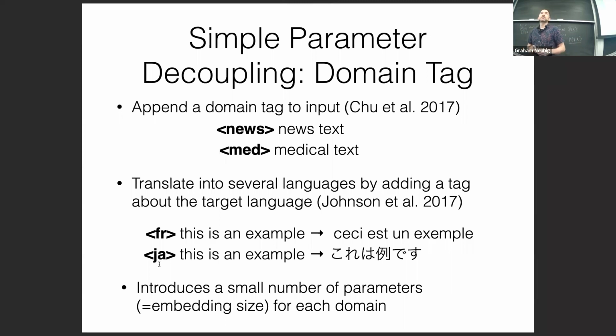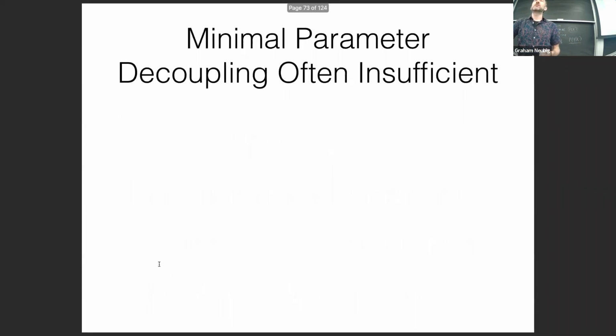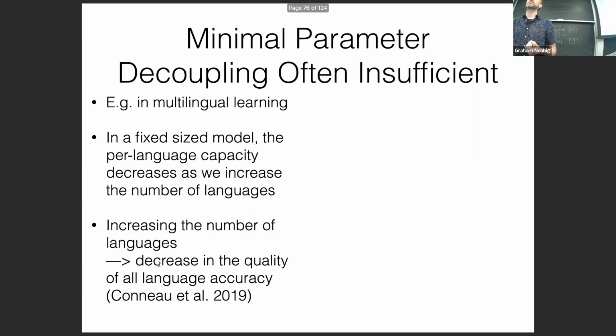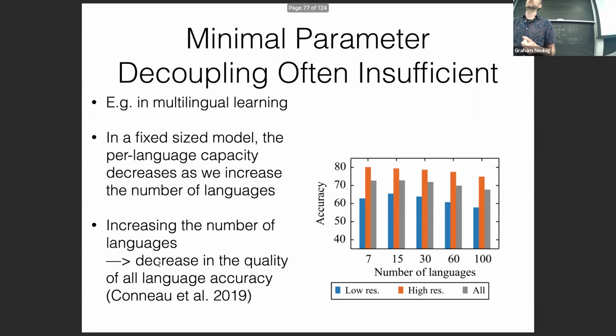So this introduces a very small number of parameters. One issue with this is that minimal parameter decoupling is often insufficient or inefficient. One reason for this is, for example, multilingual learning is kind of the extreme domain adaptation setting. In a fixed size model, the per language capacity decreases as we increase the number of languages. And so increasing the number of languages decreases the quality of all languages' accuracy.